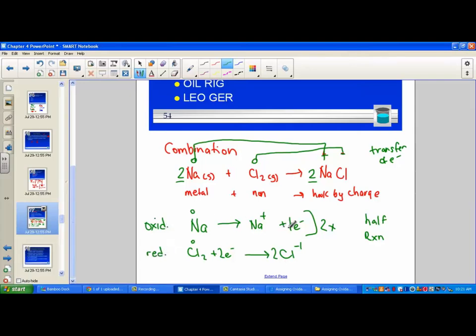The oxidation is a loss of an electron. Reduction is the gain of an electron. In this combination pattern, we saw sodium and the chlorine change charge, and they did so through the process of transferring an electron.